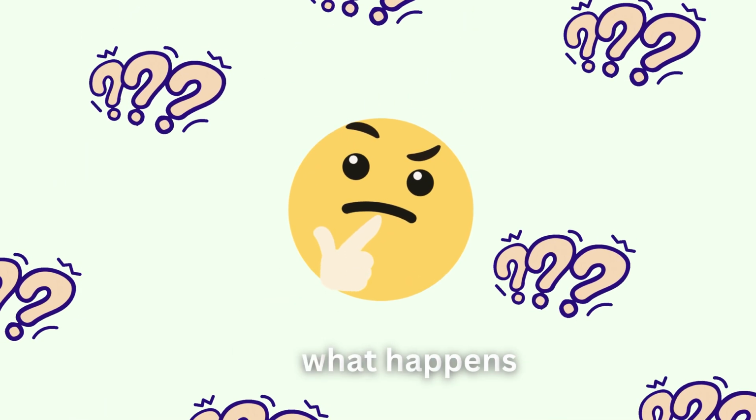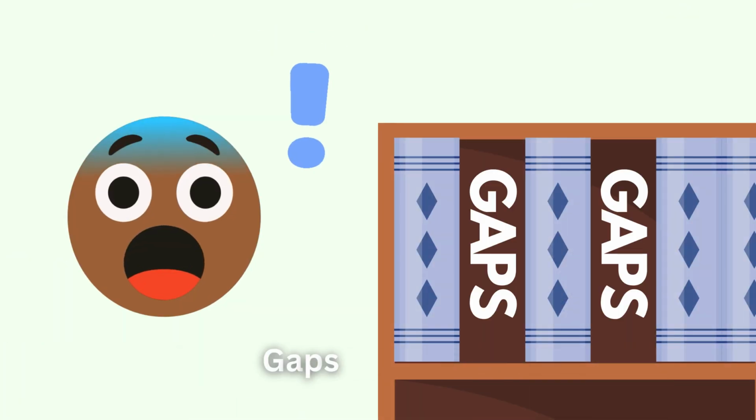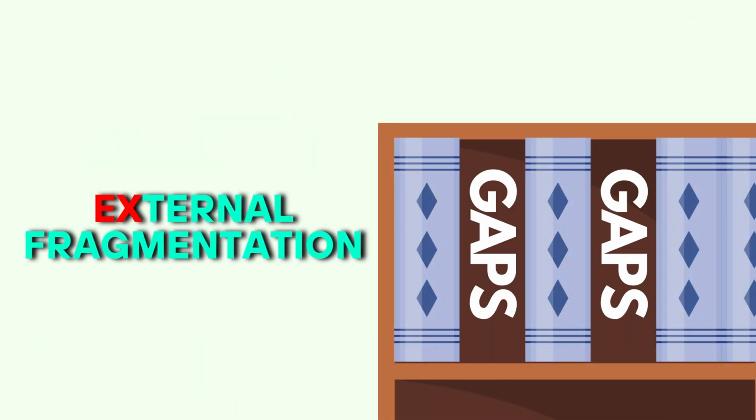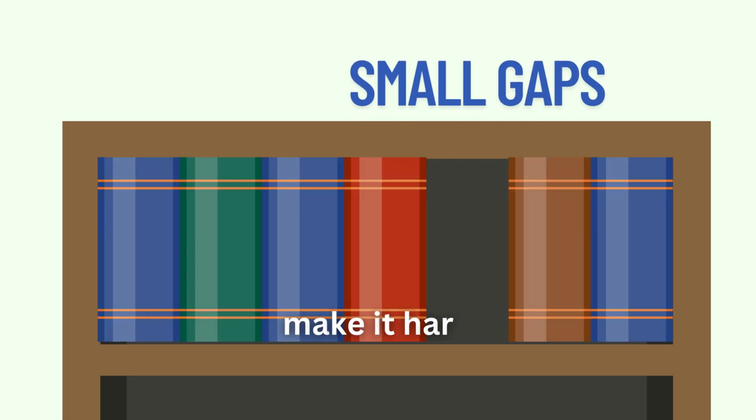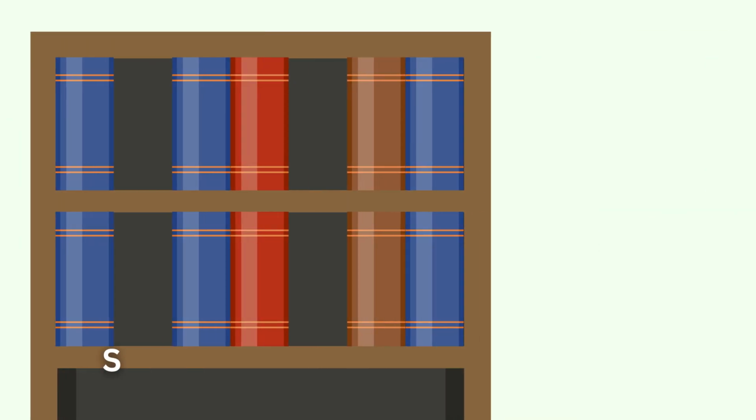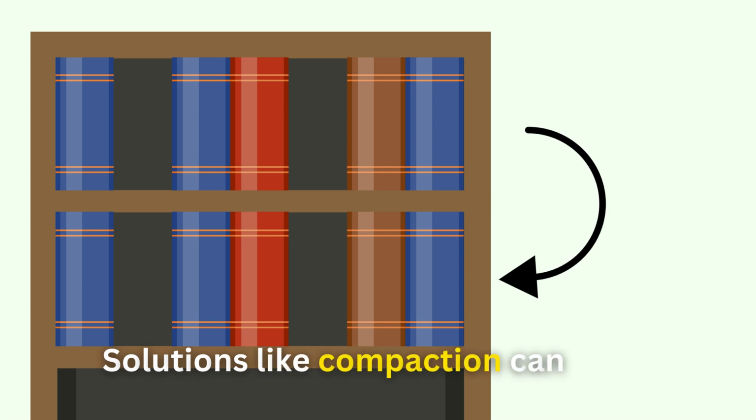But what happens when you remove a book? Gaps may form. This is external fragmentation. Over time, small gaps make it hard to fit new books. Solutions like compaction, rearranging books, can help.